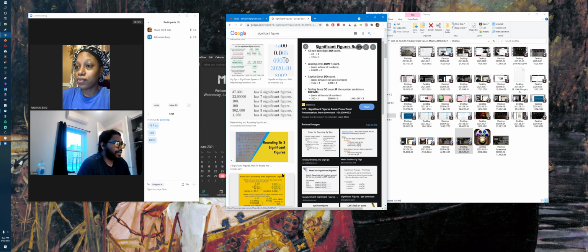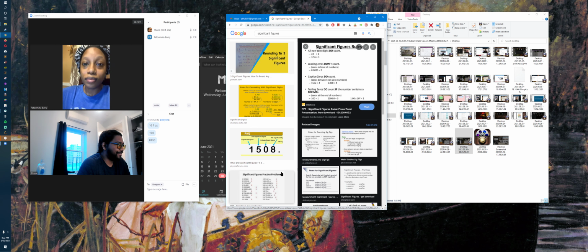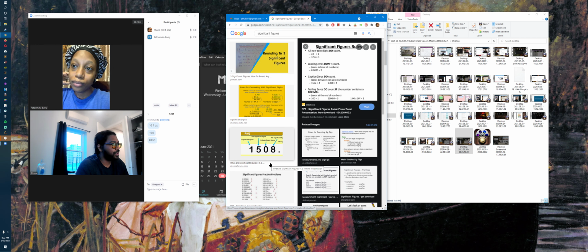For these, you just have to remember those rules. I would look at a number like this. First, count the number of non-zero digits because they count 100% of the time. Then look at the leading zeros because they essentially never count. Then look at the captive zeros, zeros in between two non-zero numbers, and those count. And then the trailing zeros count only if the entire number has a decimal in it.